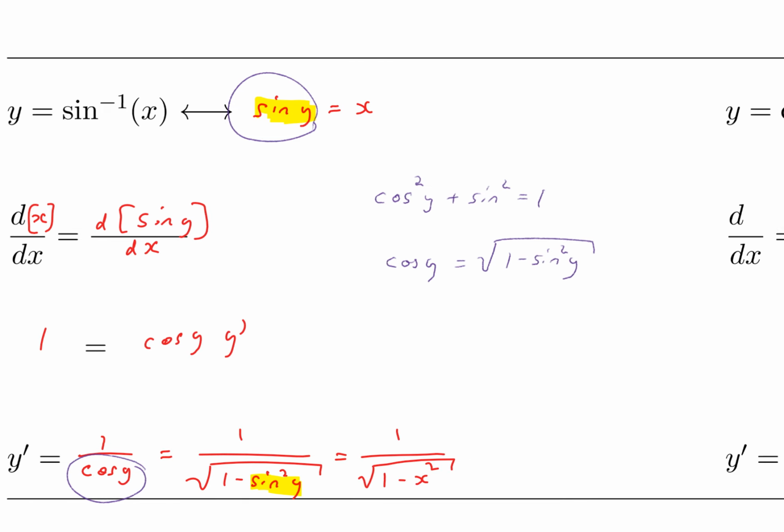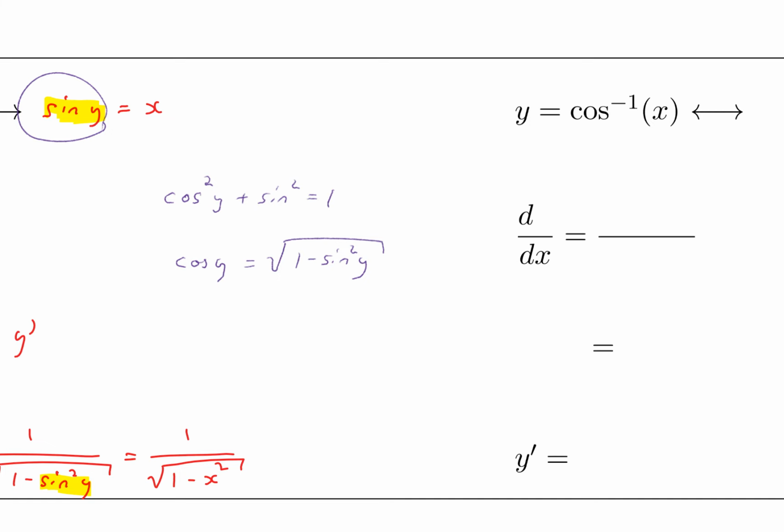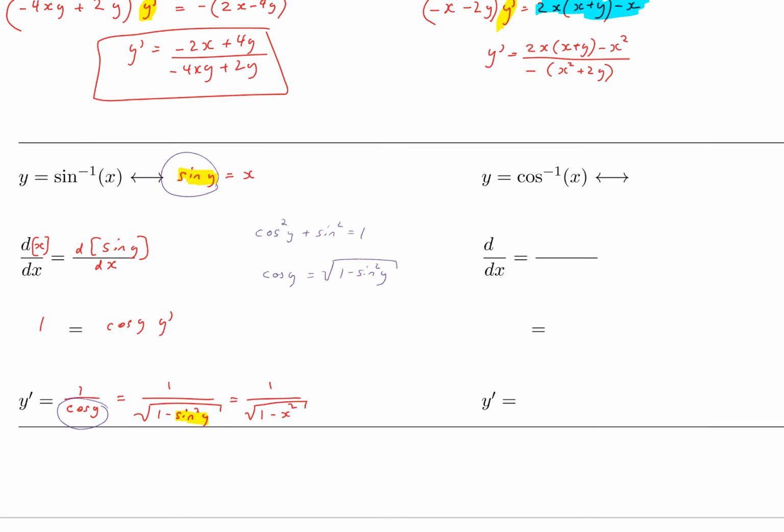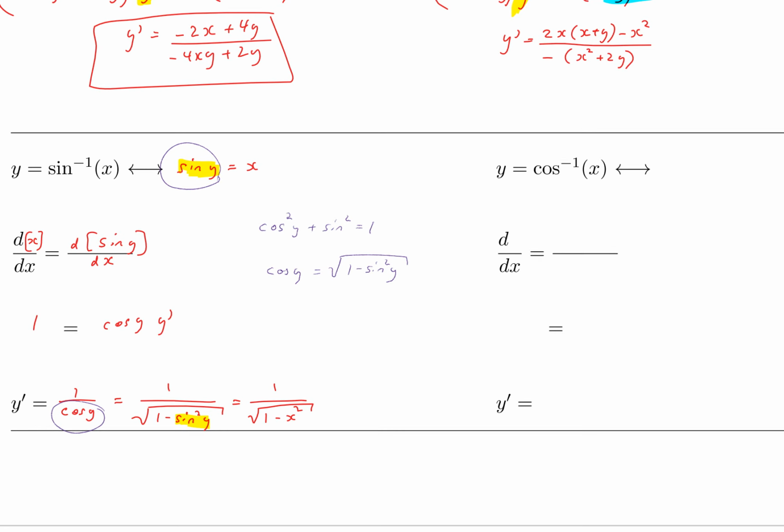Alright, now for the inverse cosine, it's almost the same steps. I'm going to get these in the same frame. I'm going to go through this a little bit more quickly. So this becomes cosine y equals x. Take the derivative of both sides to get this one right here. And then when you take the derivative of both sides, you get 1 equals negative sine y times y prime. Solve for y prime. And you get this guy right here.